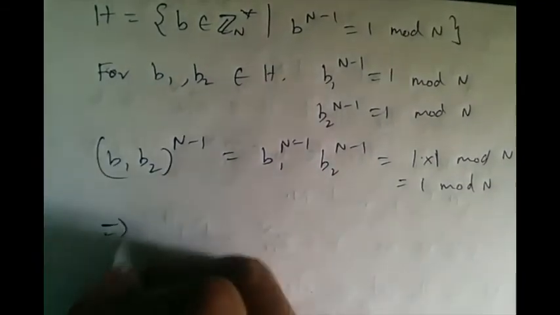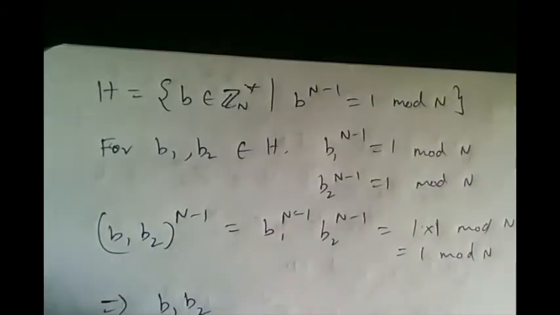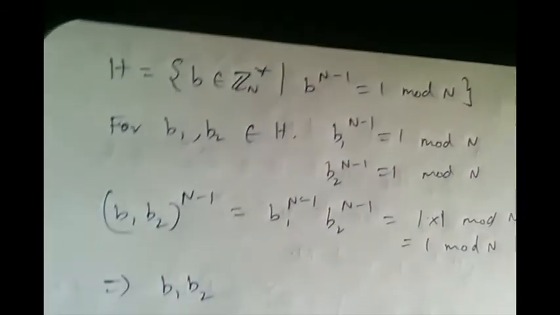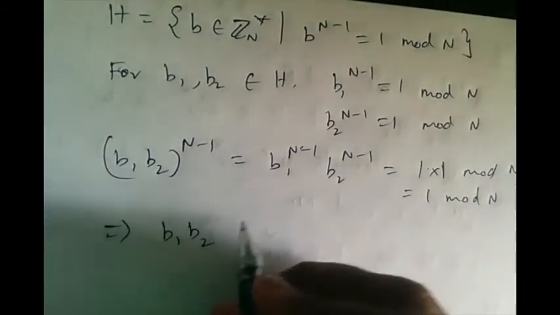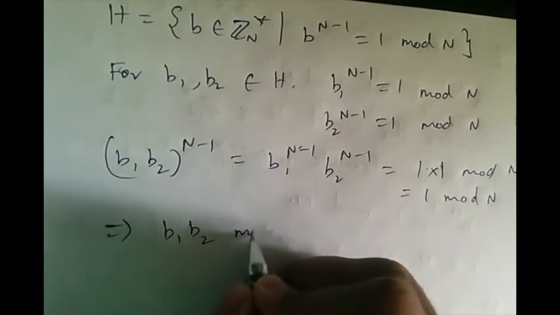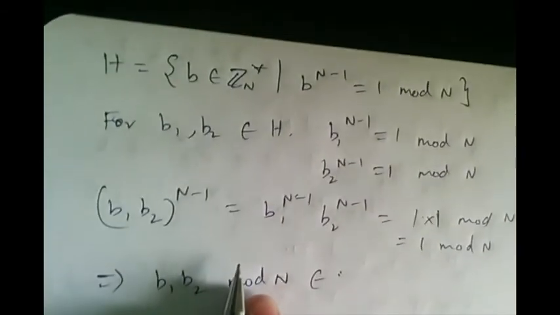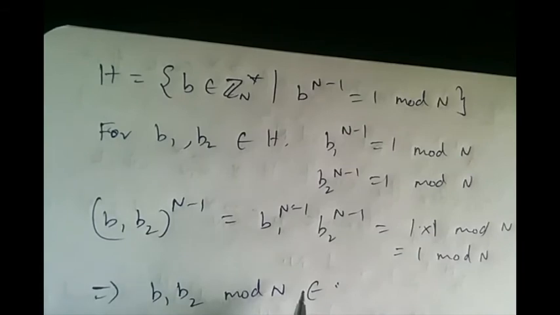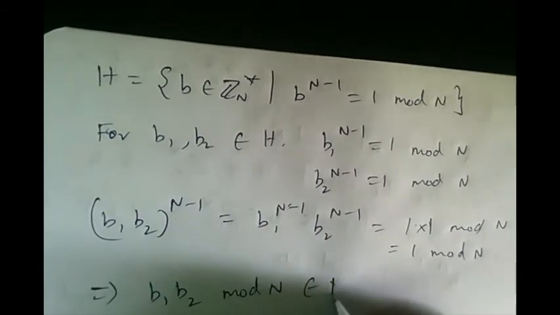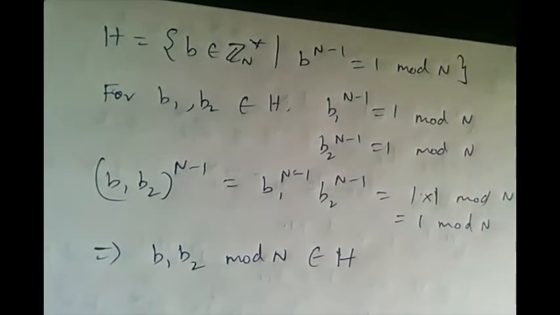So this implies that b1, b2. Now, if b1 belongs to Zn star and b2 belongs to Zn star, b1 b2 mod n will also belong to Zn star. And (b1 b2) raised to n minus 1 is also 1. So this belongs to H. So H is closed under this operation.